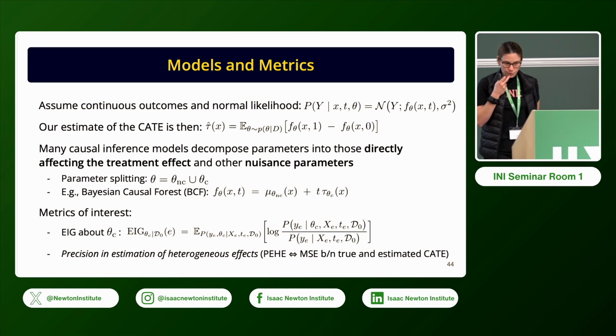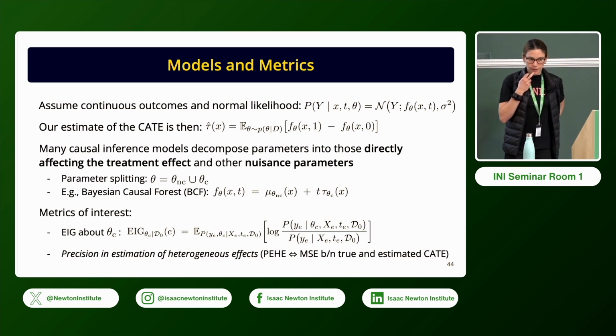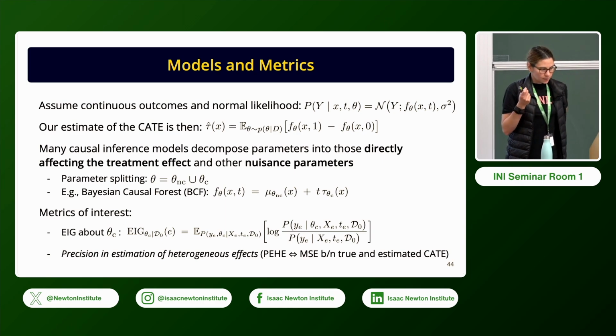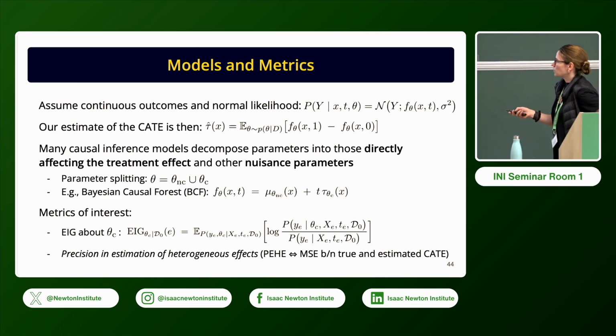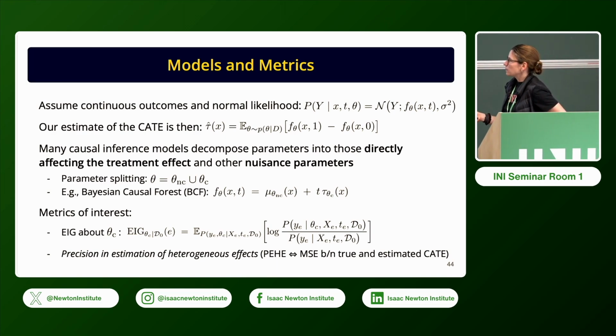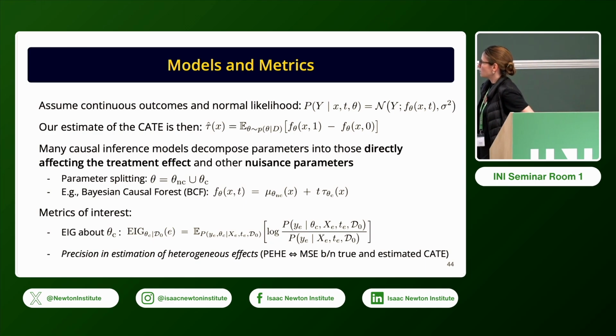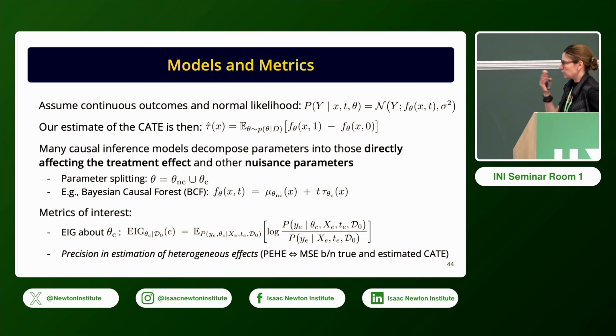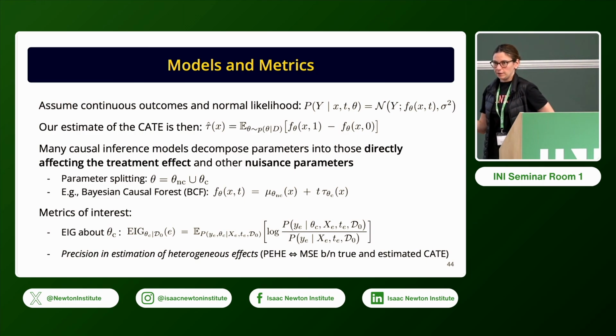The metrics of interest will be 2 of them, right? So we're going to look at the expected information gain about the underlying causal parameters only, meaning that we'll be integrating out the nuisance parameters. And we're going to look at this PEHE, precision in estimation of heterogeneous effects, which is sort of equivalent to the mean squared error between the true CATE and the estimated CATE.